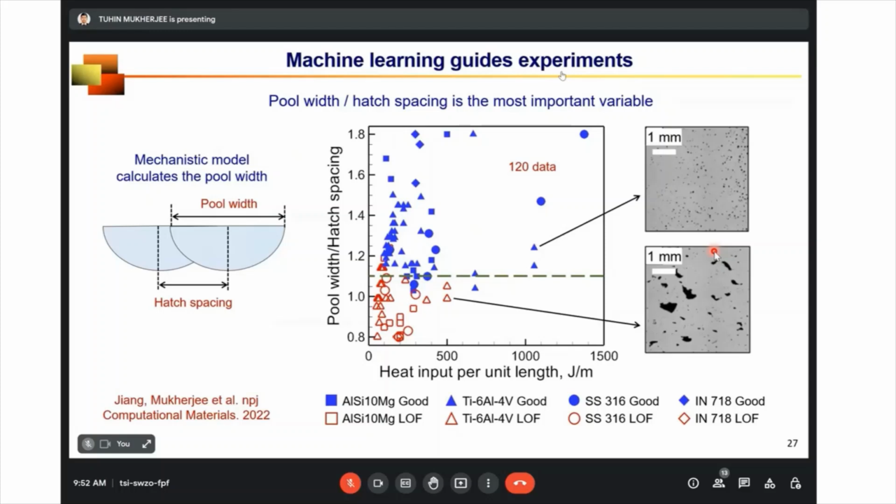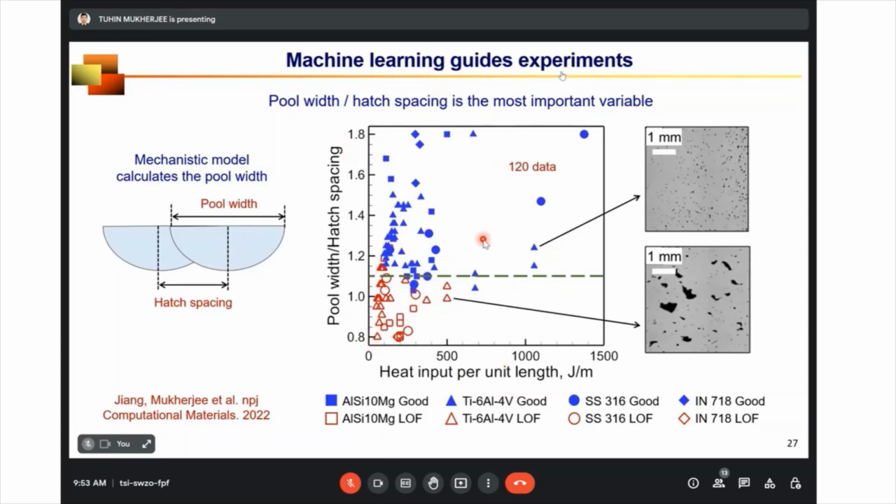So when we know all the variables, we can also take the benefit of machine learning. And machine learning can tell us which variable is the most important and which variable is the least important. For example, here it tells us the ratio of pool width by hatch spacing is the most important variable.